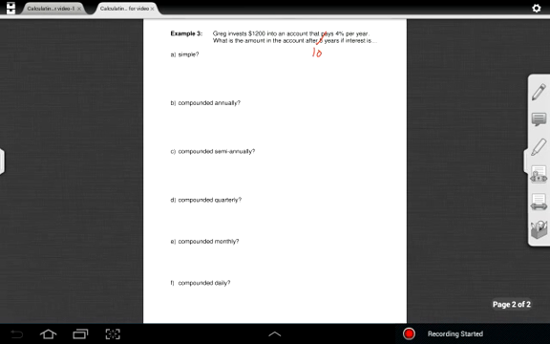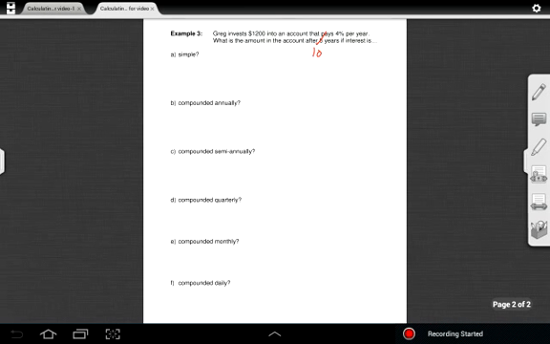And so we have 1,200 times 1 plus 0.04 to the power of 10. And if I calculate that, I can simplify this to 1.04. Put that into my calculator, I should get $1,776.29. Okay, there's my units right there, dollar sign.